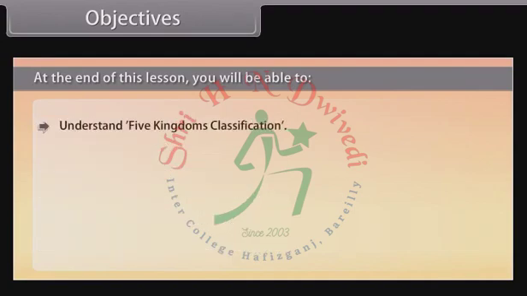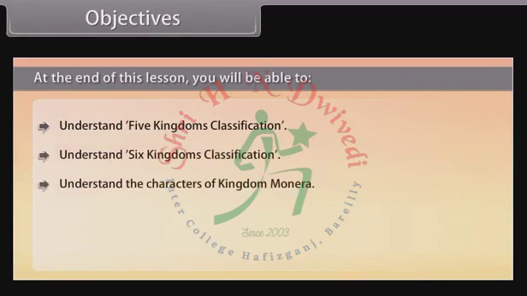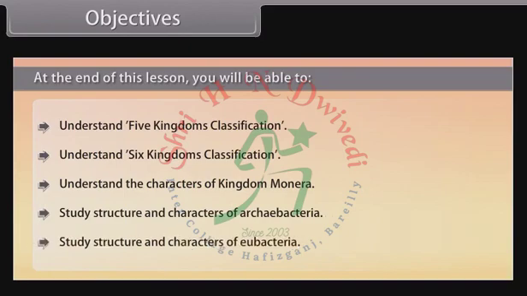understand five kingdoms classification, understand six kingdoms classification, understand the characters of kingdom Monera, study structure and characters of Archaebacteria, study structure and characters of Eubacteria.